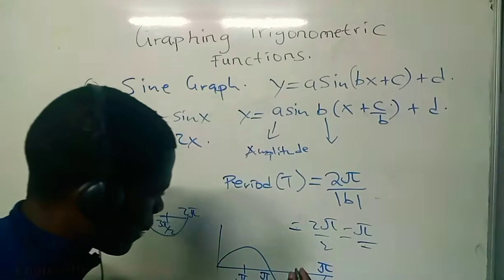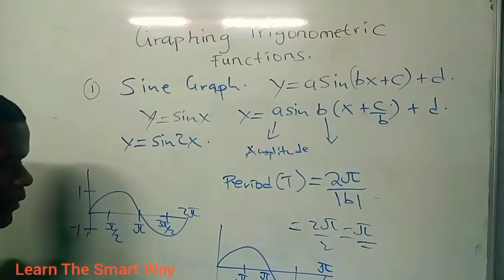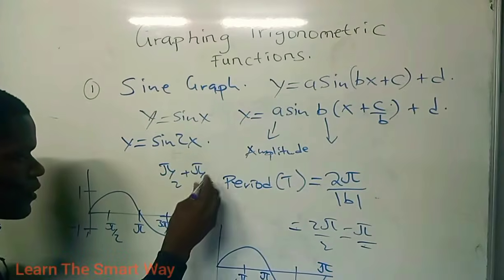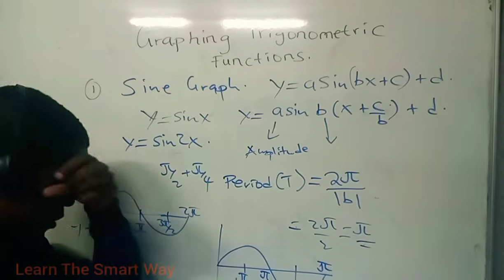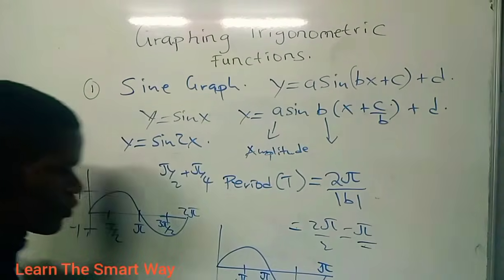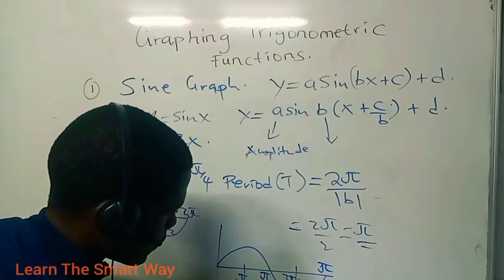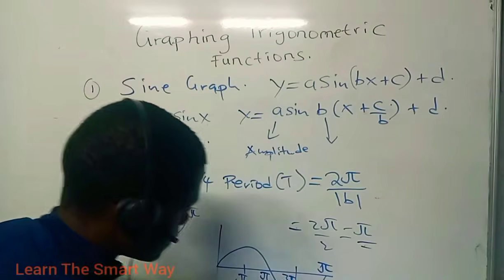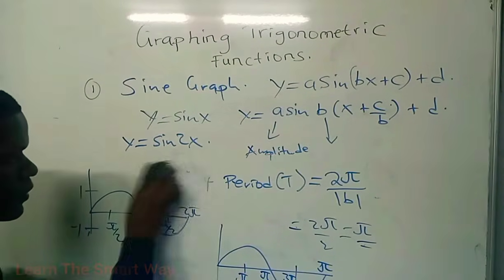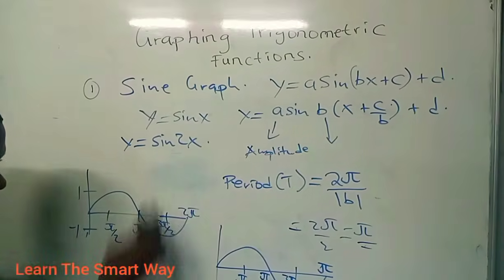So you add another pi over 4 to pi over 2. So if you add pi over 2 plus pi over 4, because remember, if you divide pi into 4 equal parts, it will be 1 over 4, 1 over 4, 1 over 4, 1 over 4. So which is going to be 3/4. Okay. So I bet this is making sense.